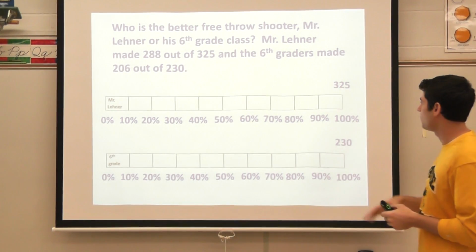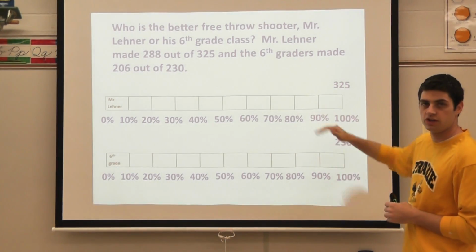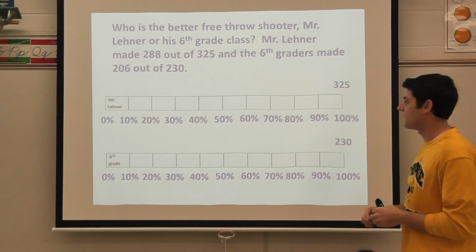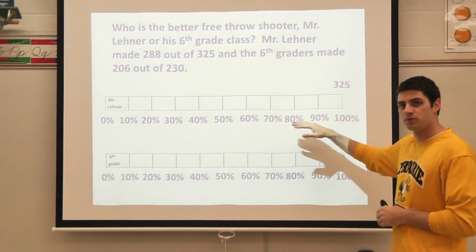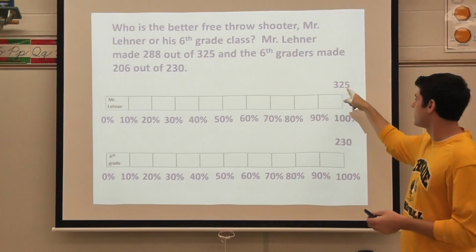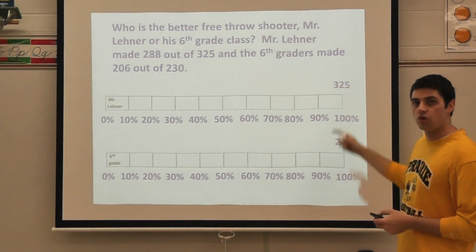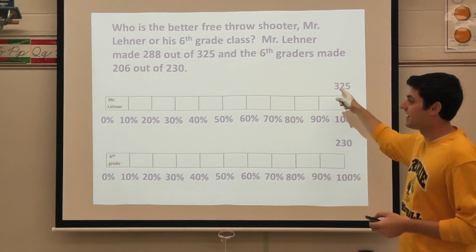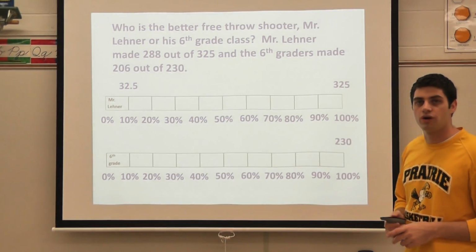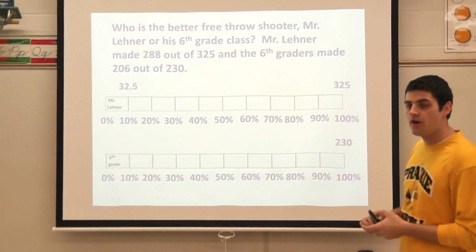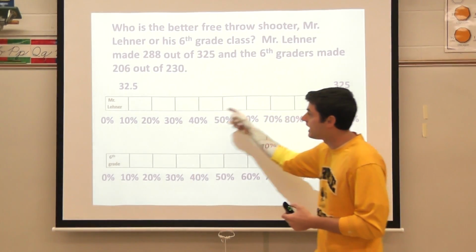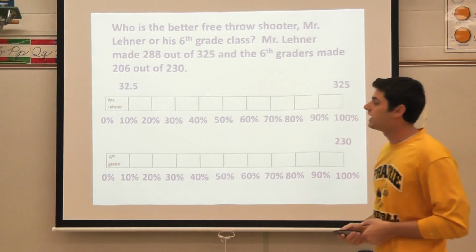Okay, when examining this problem, I'm going to start with Mr. Lehner's bar up here. He made 288 out of 325. Well, if I'm using my benchmark percents, and this is by 10 this time, I have to figure out, what's 10% of 325? One way to do that is to take 325 and divide it by 10. If I do that, I'm going to get 32.5. So for every 10% of 325, it's going to be 32.5.